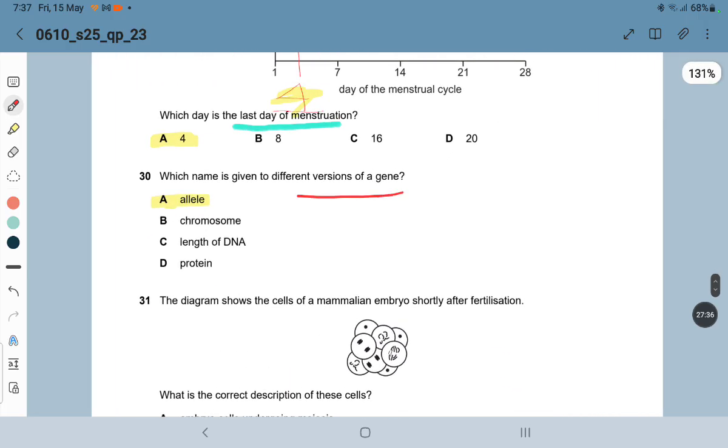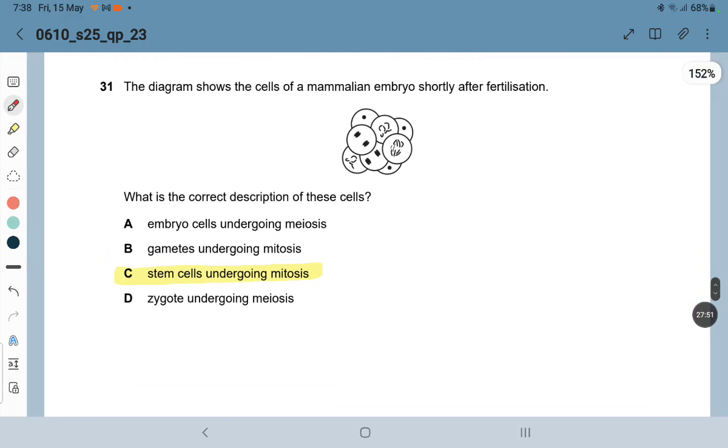A different version of a gene, or alternate version of a gene, is the same as an allele. A chromosome is of course not a different version of a gene, and the gene is found in the chromosome. A length of DNA is found in the gene. Protein, of course no, because protein consists of amino acids that are expressed.